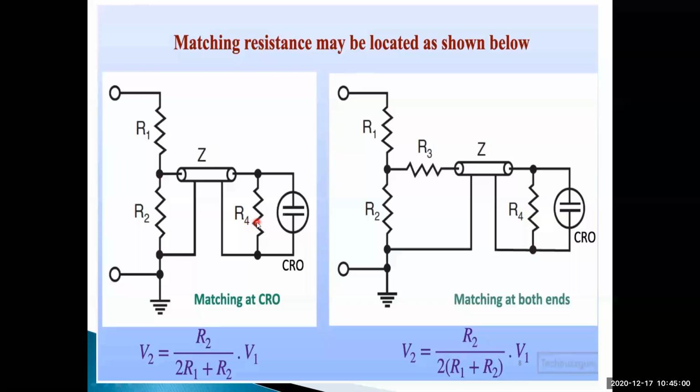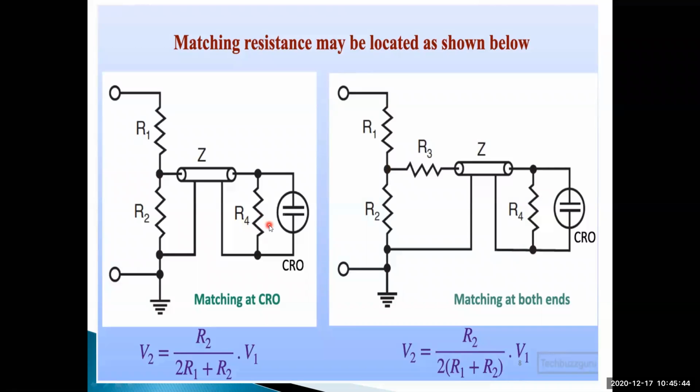What is the purpose of the matching resistance? The matching resistance is used to suppress the transients and also to observe the reflections and refractions of voltage waves. Only then will we get the wave shape in a proper way. So the matching resistance is placed at the CRO side, and the voltage across the CRO is VT equals R2 divided by 2R1 plus R2, times V1.